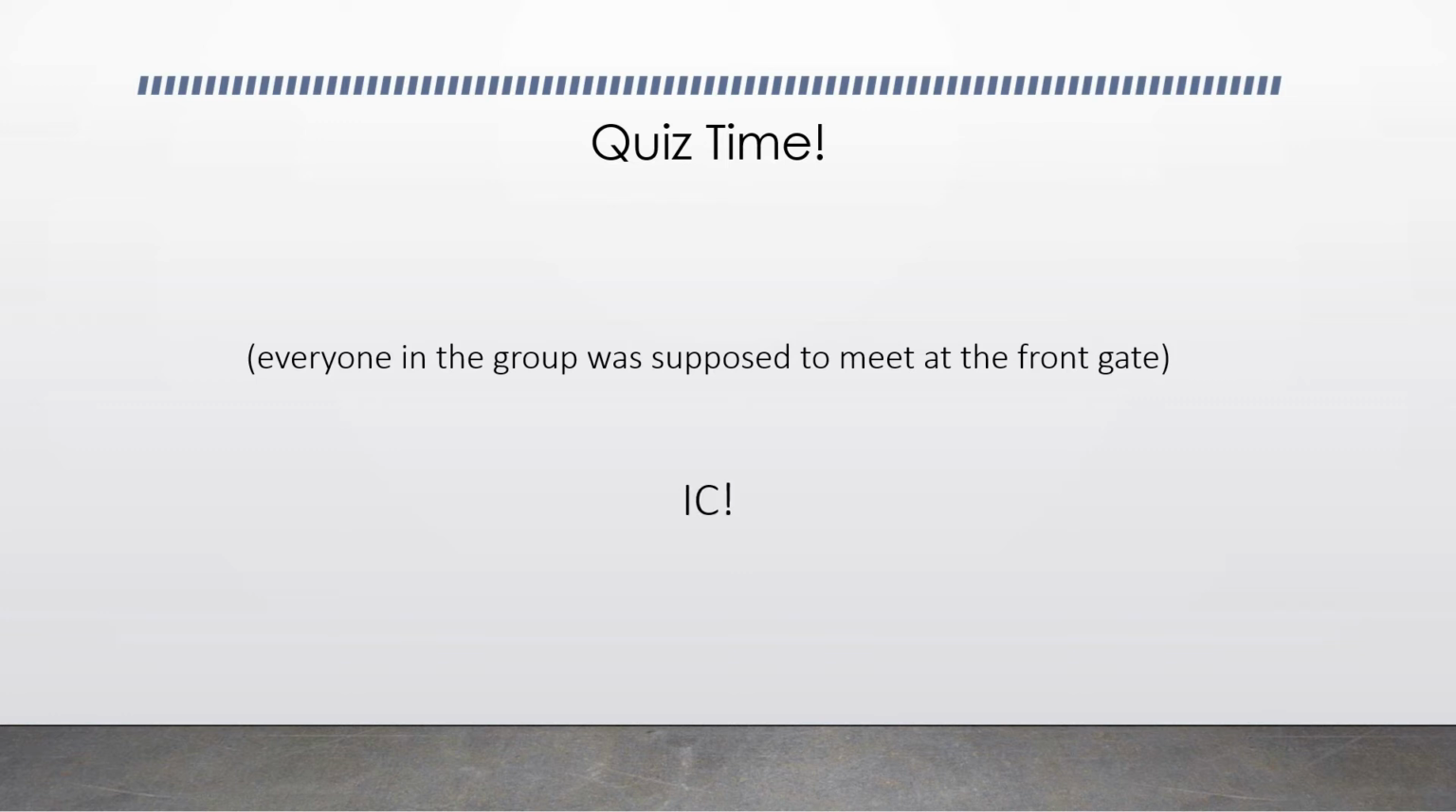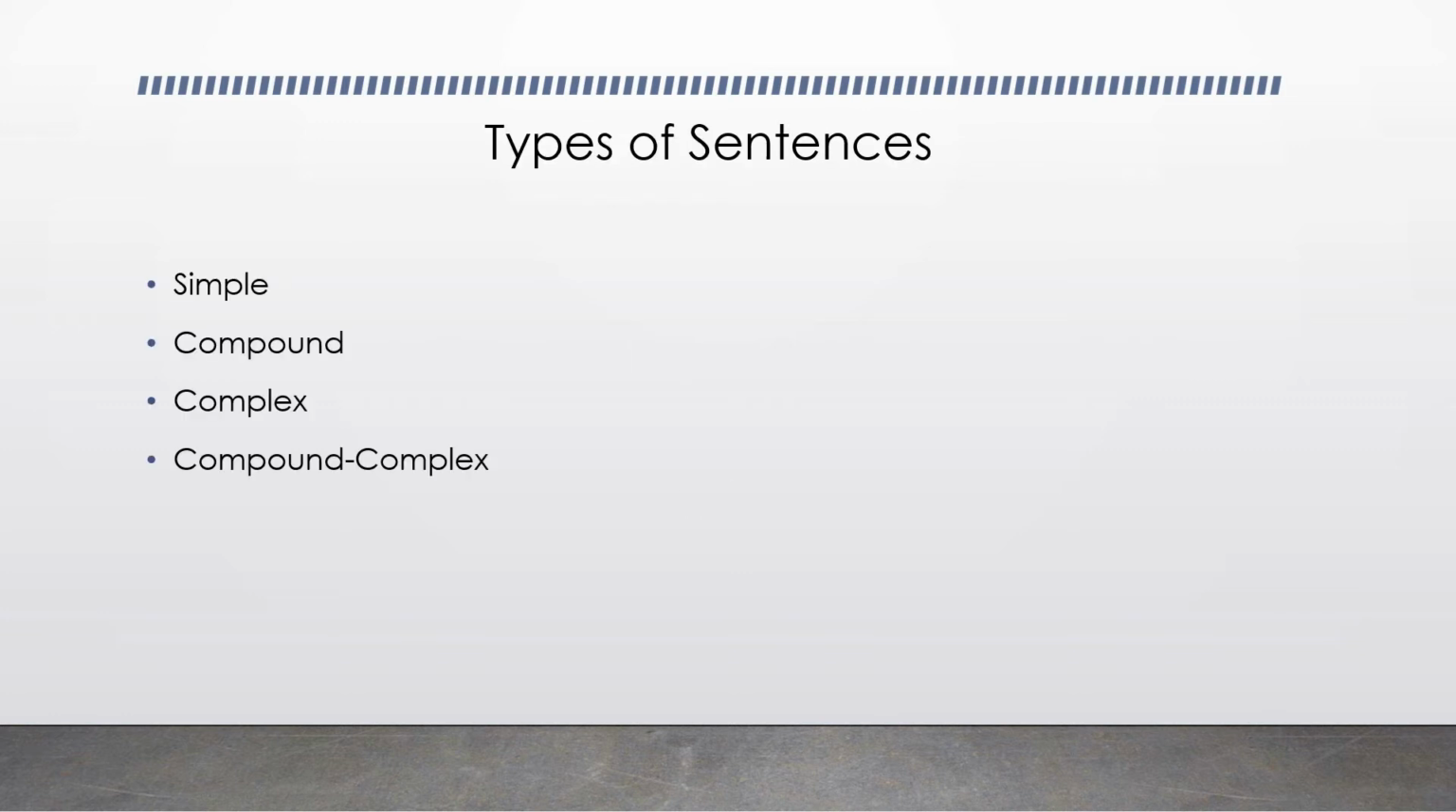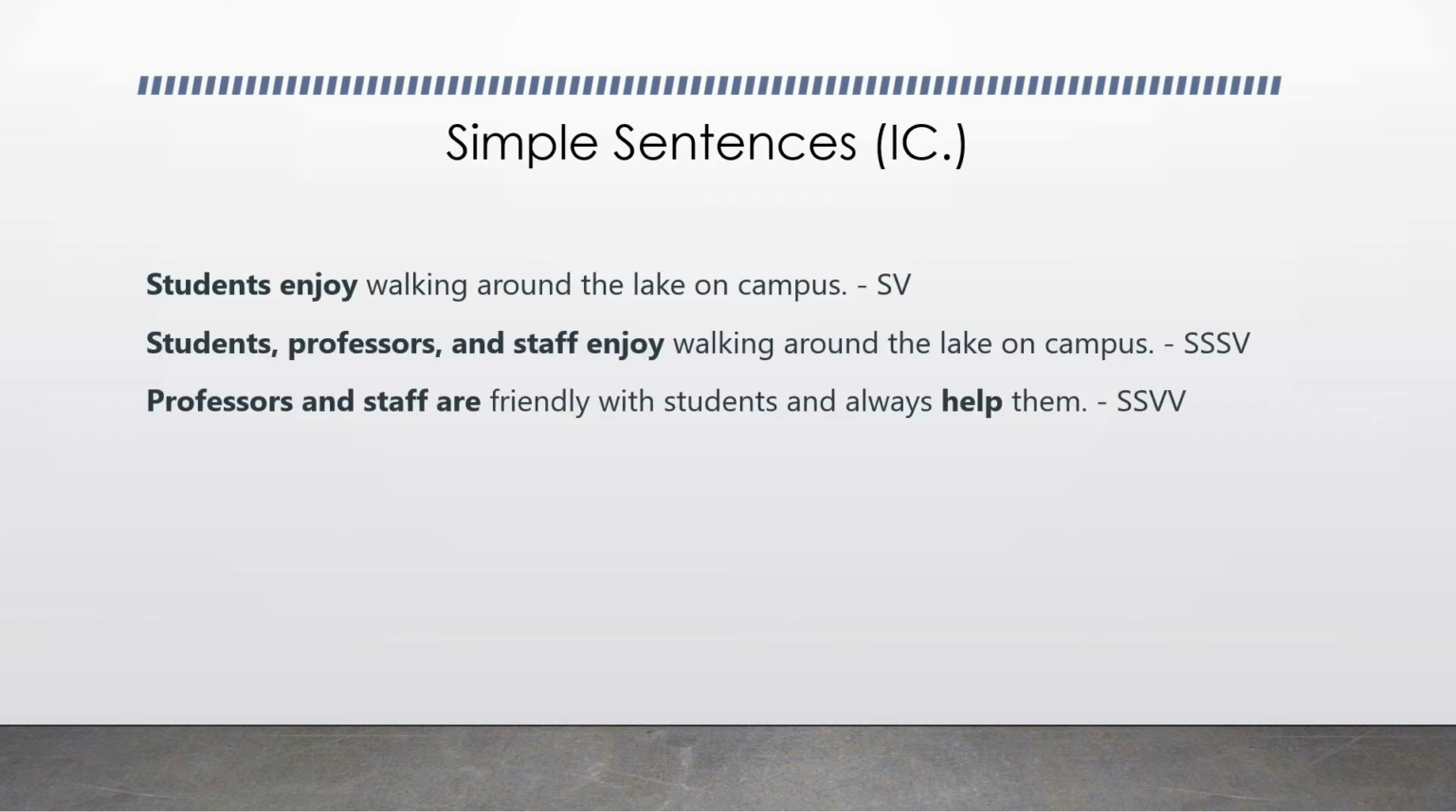Let's talk about types of sentences you can make with ICs and DCs. You can make four types of sentences: simple, compound, complex, and compound complex. A simple sentence has one independent clause with a full stop. And as I mentioned before, you can have more than one subject and more than one verb, as long as it's a unit of subjects and verbs together. Students enjoy walking around the lake on campus.